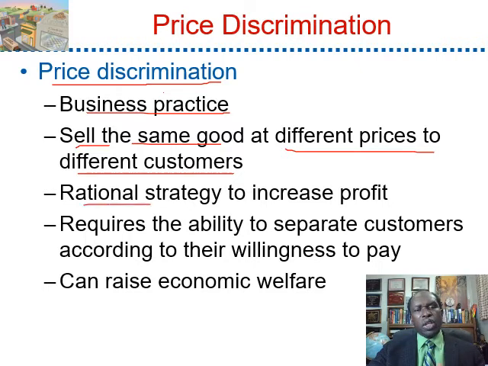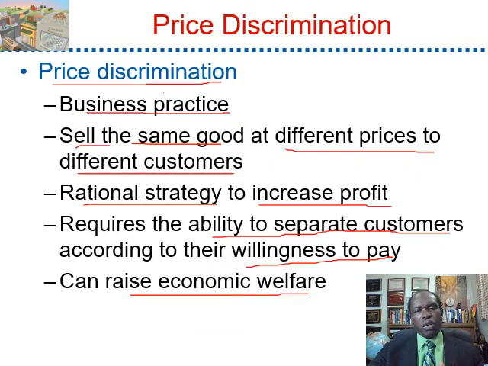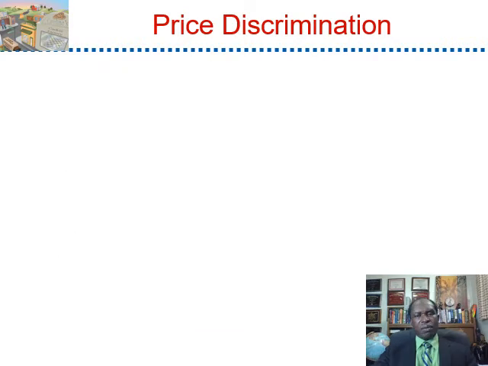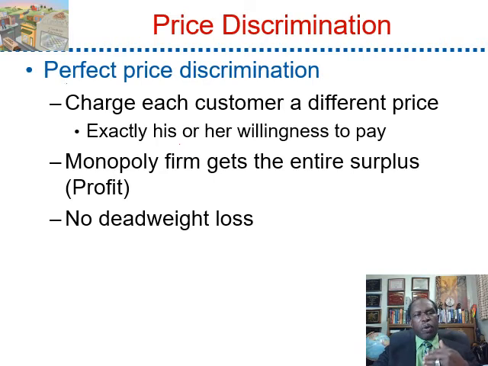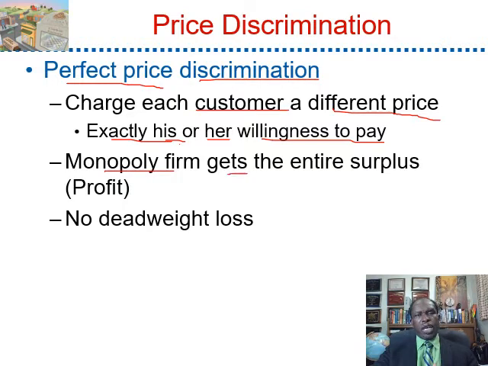So it's a rational strategy for a monopoly to increase profit, but this requires the ability to separate customers according to their willingness to pay. This can raise economic welfare in the society. With perfect price discrimination, the monopoly will charge each customer a different price, exactly his or her willingness to pay. The monopoly firm in this case will get the entire surplus, the entire profit, and there is no deadweight loss.